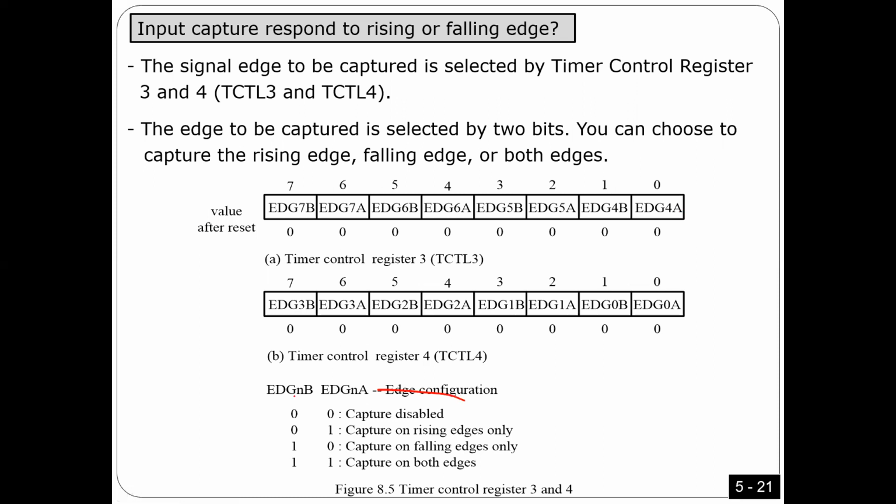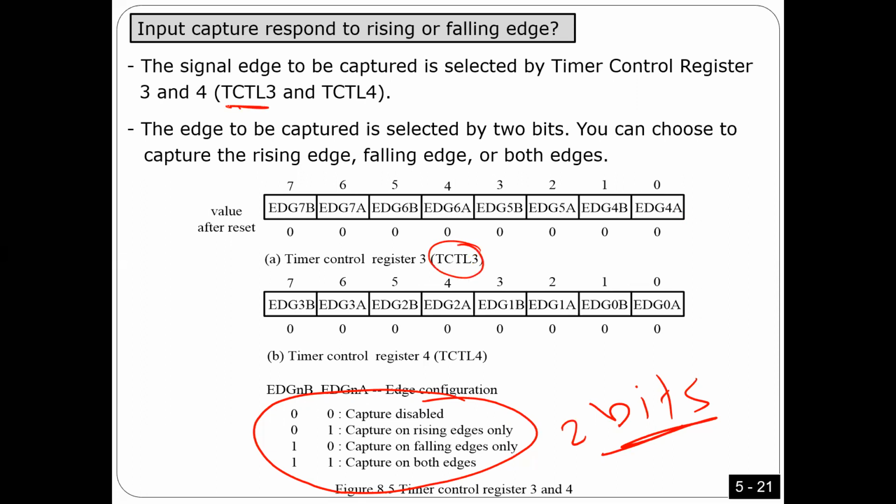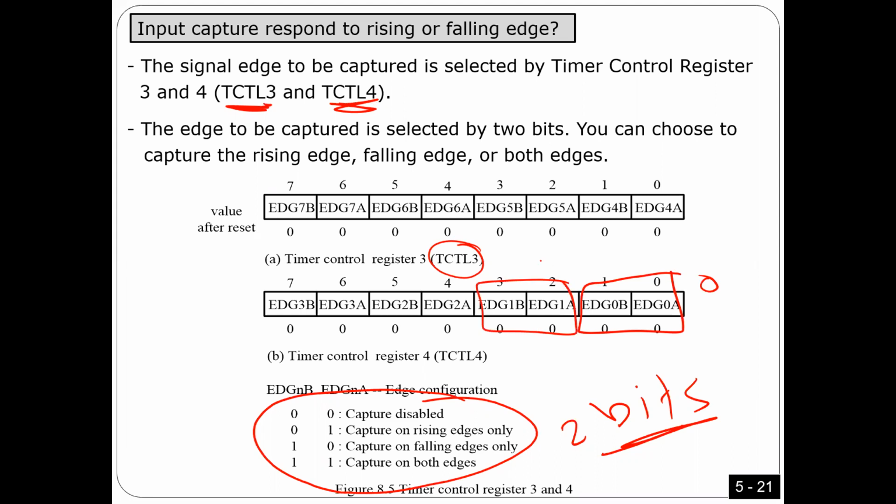Every channel needs 2 bits, as you see here, because we have 4 choices. So in total for the 8 channels, I need 16 bits. That's why you put them in 2 different registers, TCTL3 and TCTL4. In total they are 16 bits, because every channel has 2 bits. So these 2 bits are for channel 0, these 2 bits are for channel 1, channel 2, channel 3, channel 4, channel 5, channel 6, channel 7.